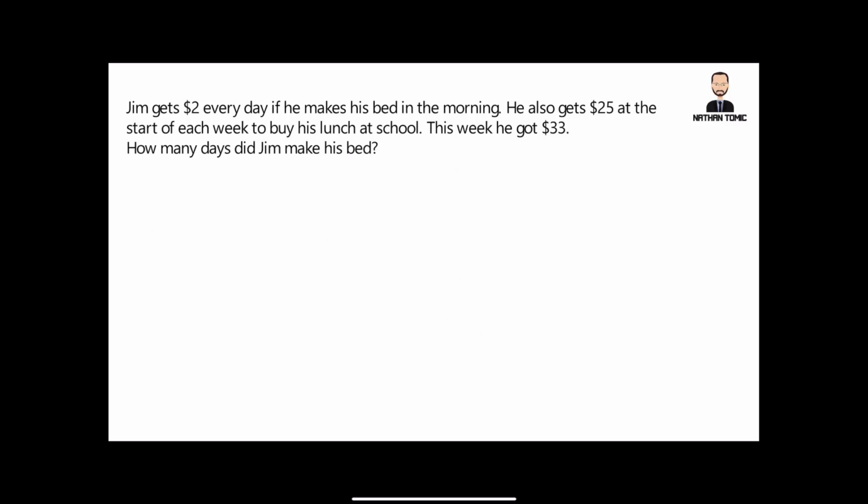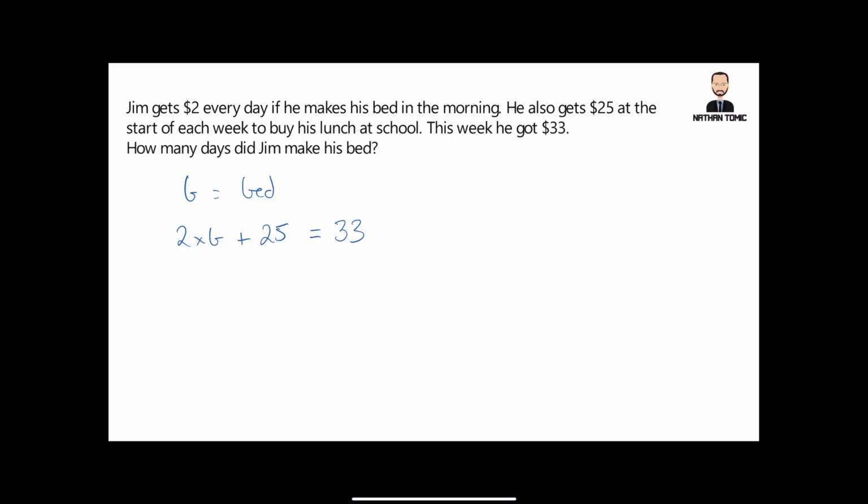So we don't know how many days he's made his bed, so that's what we don't know. So let's do B equals bed, just so that we know. And he gets $2 every day he makes his bed. So 2 times B is going to represent how many times he's made his bed. $2 for every B or every day that he makes his bed. He also gets $25 for the week to buy some lunch at the school canteen. So here we have an equation, and we've been told in this particular week he gets $33.